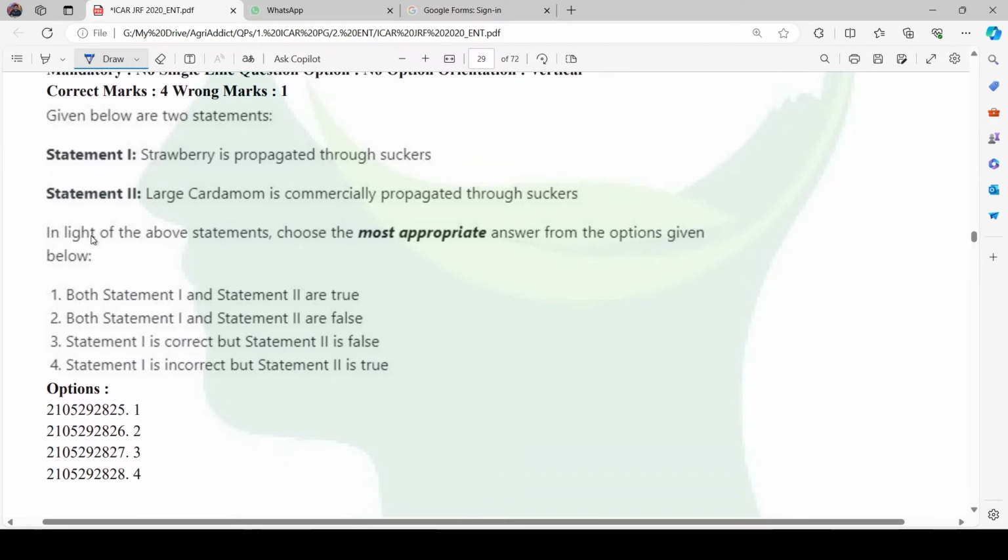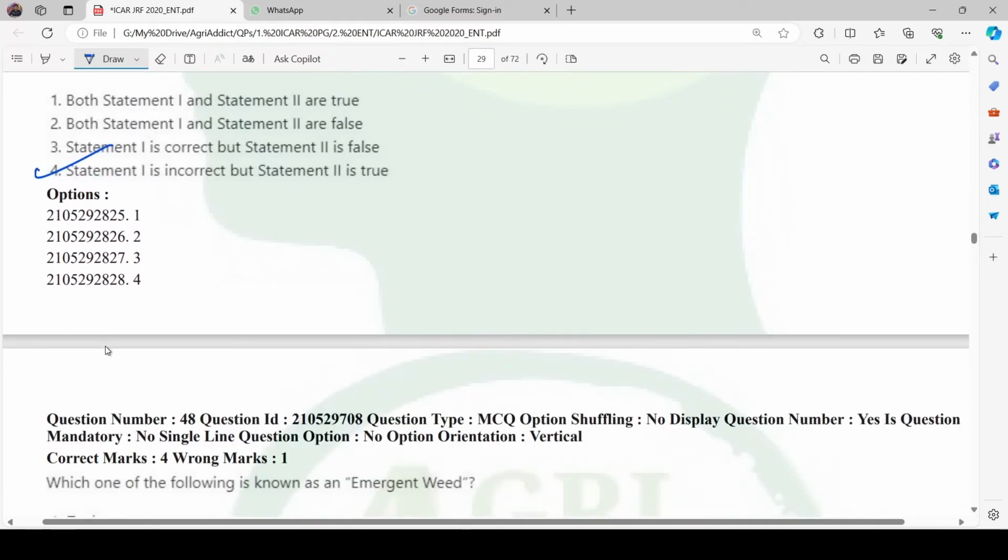Then next question, a statement type question. In statement 1, strawberry is propagated through suckers. No, strawberry is propagated by stolon or runners. Okay, but sometimes strawberry can be propagated by seed. And statement 2, large cardamom is commercially propagated through suckers. Yes, it is correct. So statement 1 is incorrect, but statement 2 is correct or true.